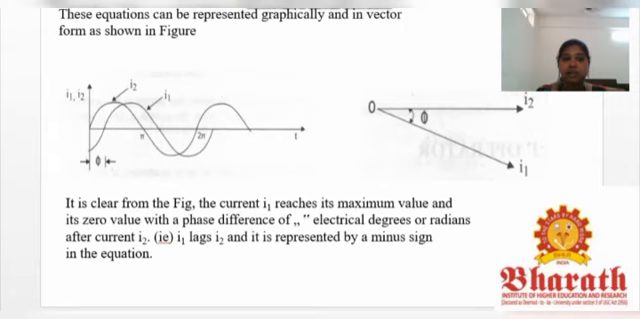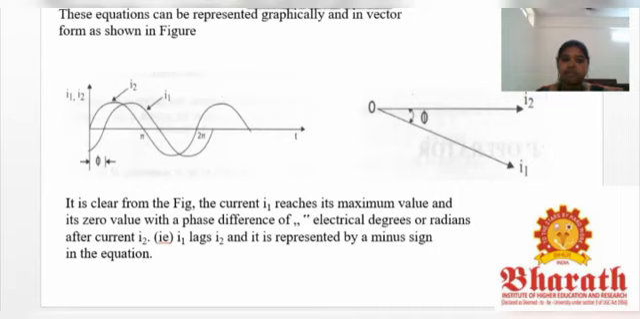So this angle difference between I2 and I1 is given by phi. Phi is called our phase angle. The phase difference between I1 and I2 is called the phase angle. It is measured in electrical degrees or radians.